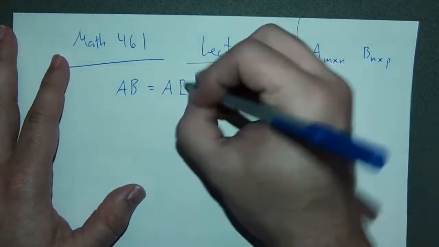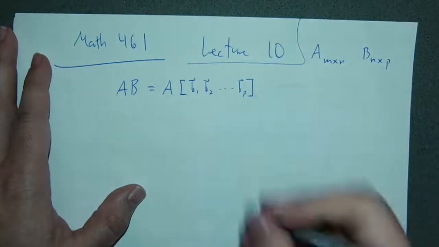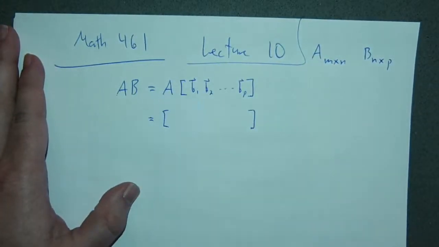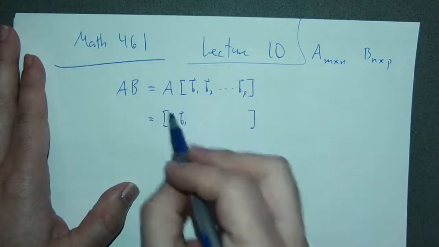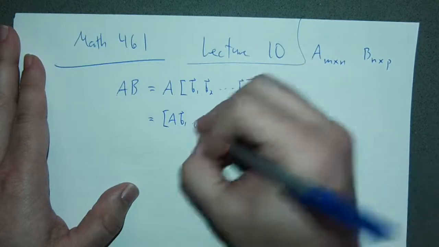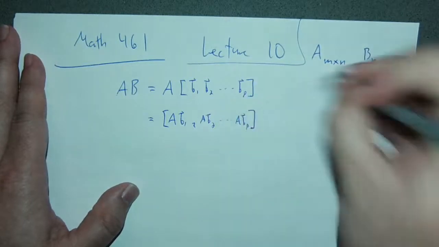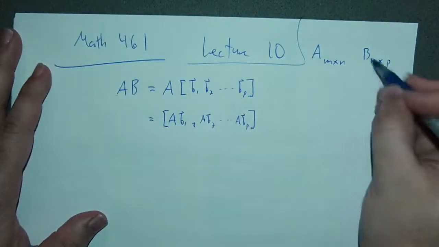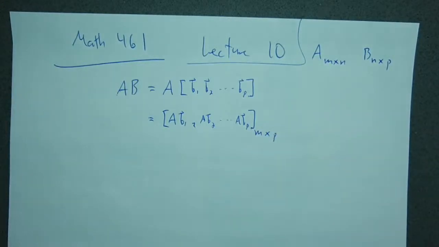B has P columns, so call those columns B sub 1, B sub 2, all the way to B sub P. The product is the matrix you get by multiplying the matrix A by each of these vectors. The first column is A times the vector B sub 1, the next one is A times B sub 2, and so on all the way to A times B sub P. So there are P columns, and these columns have M entries. If A is M by N and B is N by P, this is an M by P matrix. We checked that with the example we did last time.